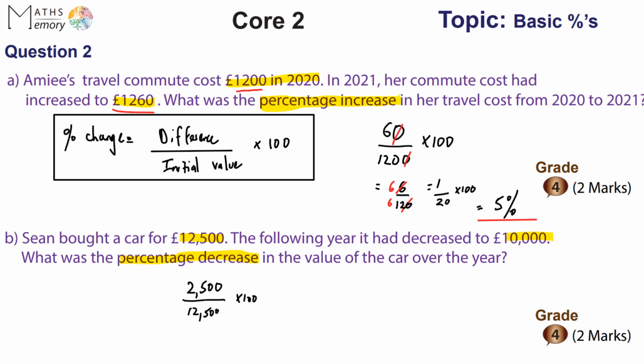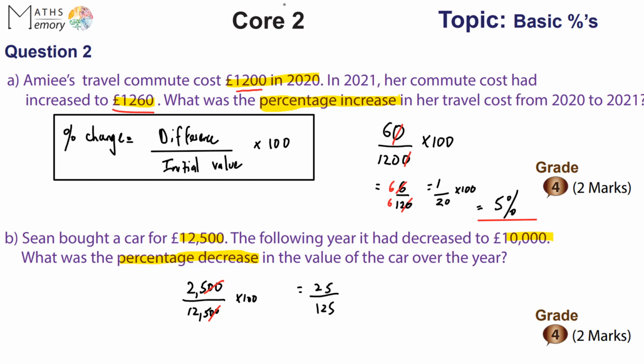Right, so let's have a look and see how we can do this non-calculator. So let's divide each by 100. We're going to divide this by 100 to cancel the zeros. So we get rid of the zeros over here. Those two go and those two go. So we end up with 25 over 125. Okay, so we have 25 over 125.